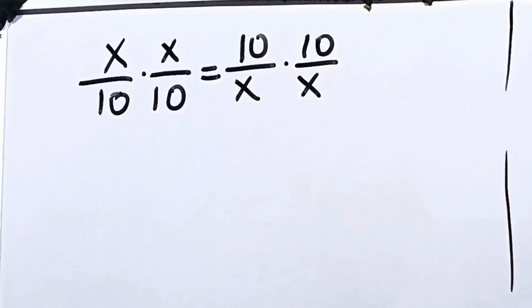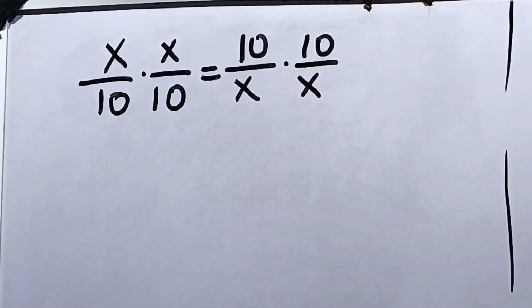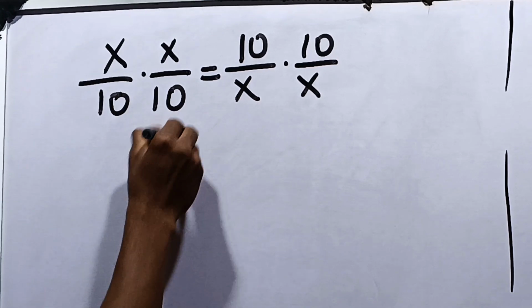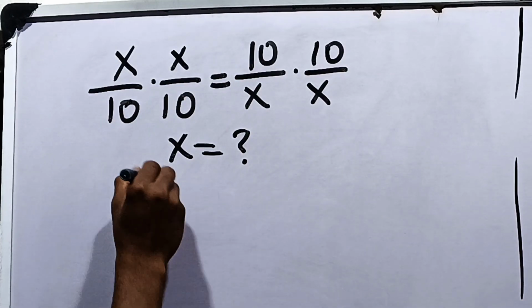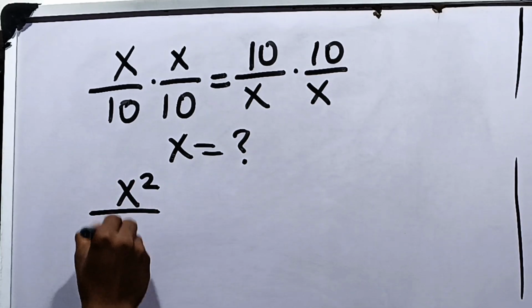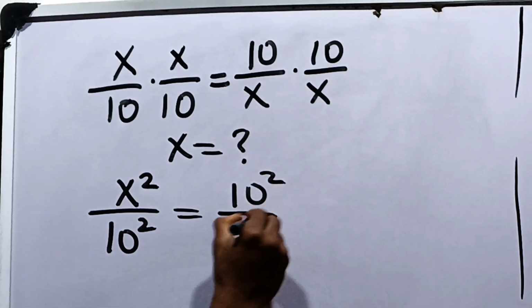Let's solve this together. It says x over 10 dot x over 10 is equal to 10 over x dot 10 over x. We're required to solve for the value or values of x in this equation. Okay, so we have x times x to be x squared divided by 10 times 10 to be 10 squared, and this 10 squared over x squared.